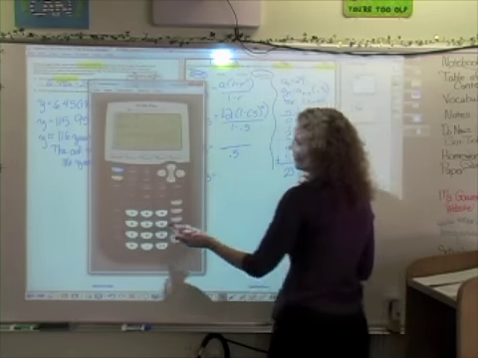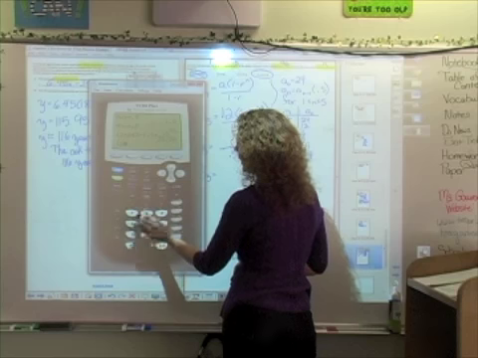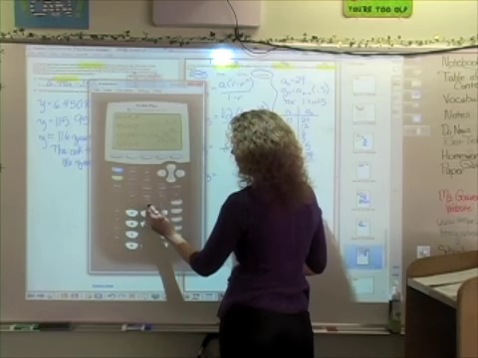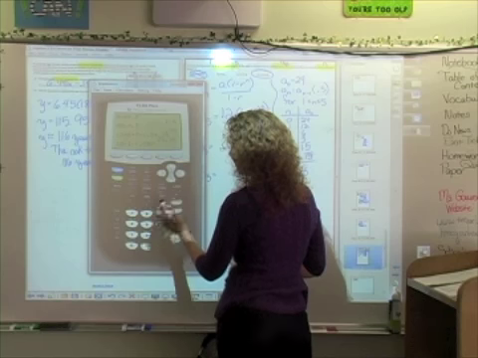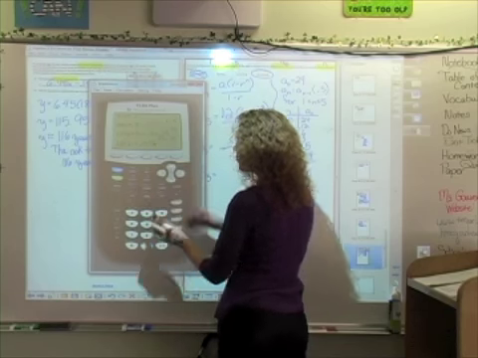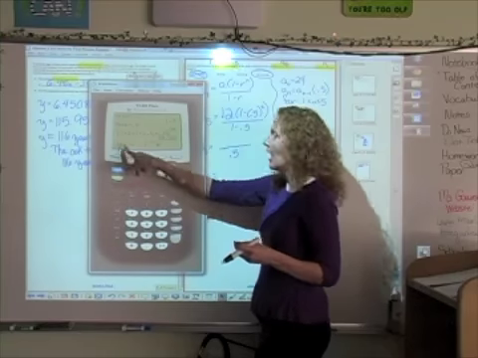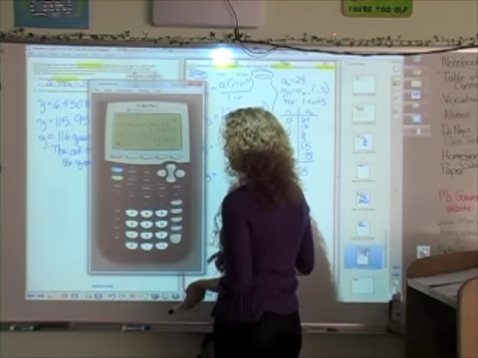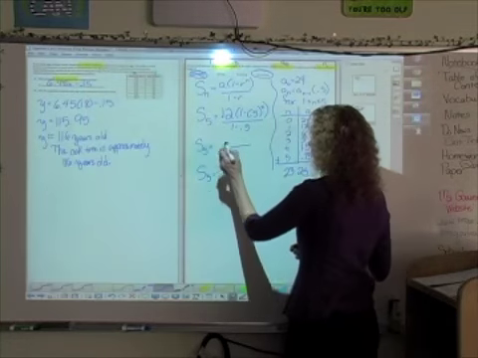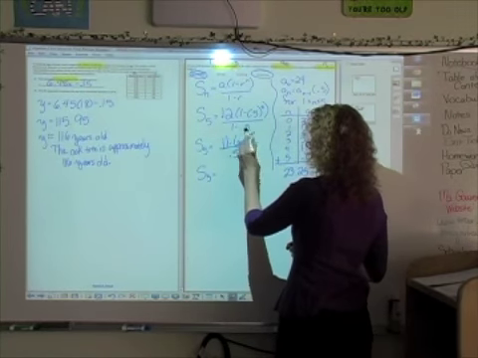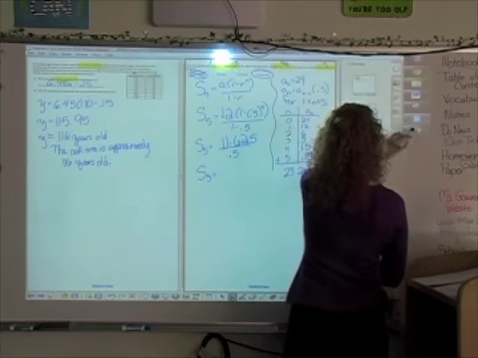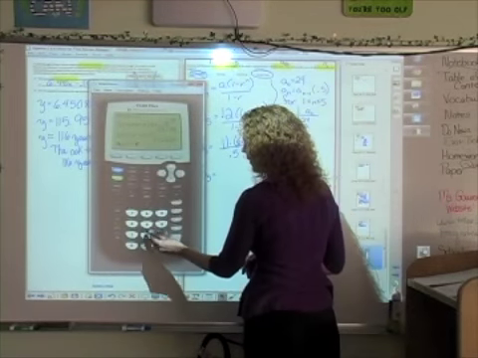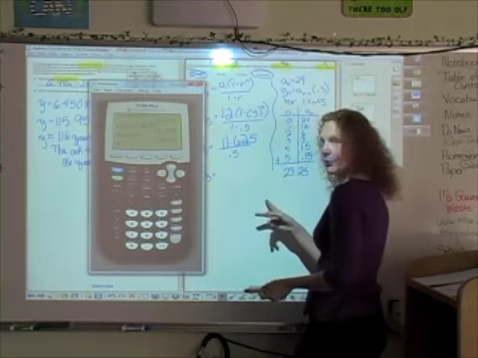So now it's going to be 12 times 1 minus 0.5 raised to the 5th. So my first rebound height is 12. I'm looking for the rest. And I hit enter and I get 11.625. When I divide by 0.5, I get the 23.25.